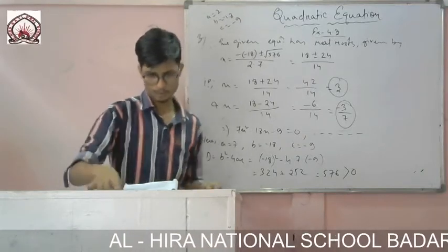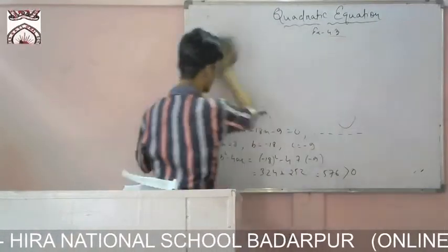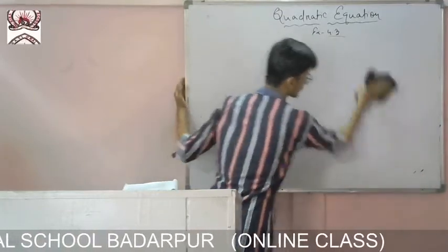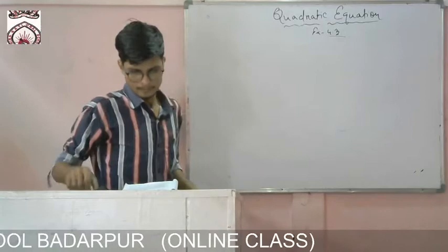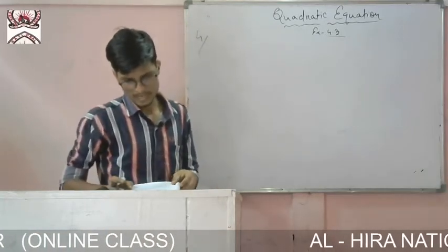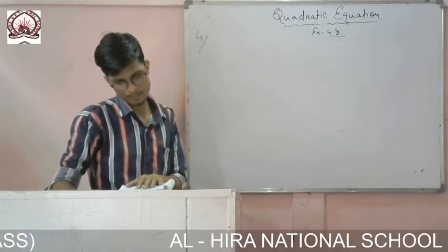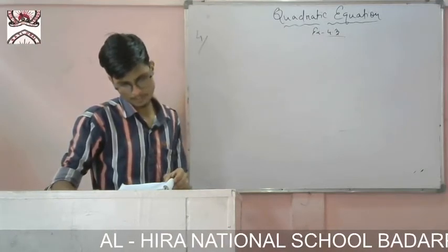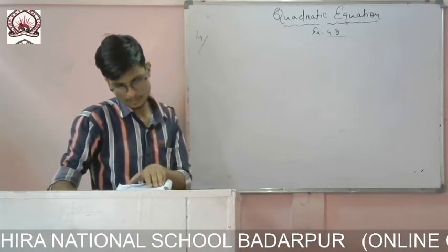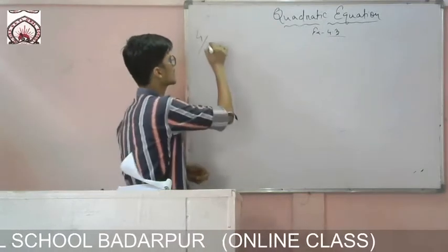Question number 4. The sum of the reciprocal of Rahima's age 3 years ago and 5 years from now is 1 by 3. Find her present age. So that means the sum of the reciprocal of Rahima's age. First of all, let me write her present age as x.